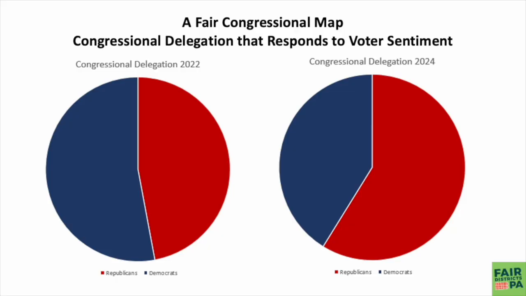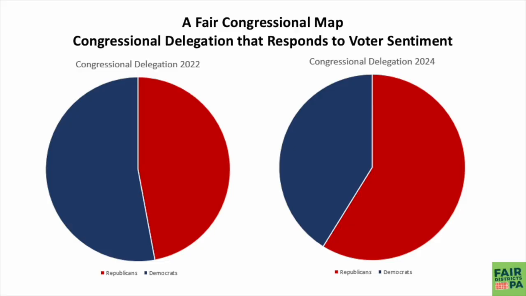In 2022, Democrats won a bit more than 50% of the vote in statewide elections, and the delegation was evenly split between the parties. In 2024, Republicans won a bit more than 50% of the vote in statewide elections, and the delegation shifted to a 10 Republican and 7 Democrat split. We should all be celebrating a map that's responsive to the will of the voters.